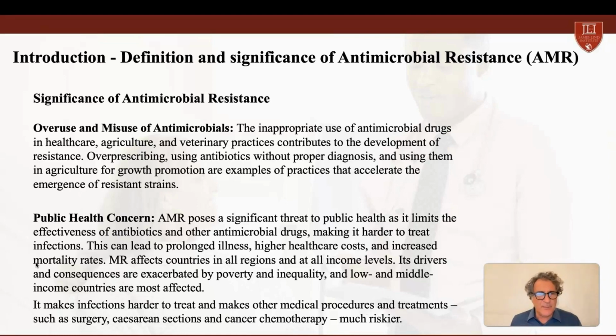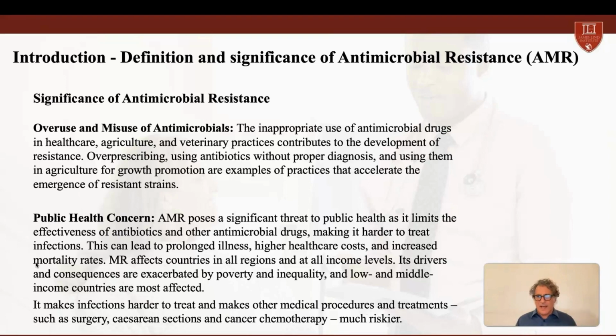So, as you can imagine, there is a concern for public health, as it poses a significant threat, because it limits the effectiveness of antibiotics and antimicrobial drugs. Also, the problem is correlated to the fact that, for example, illness is prolonged. There are higher healthcare costs, because a patient who, instead of staying 3 or 4 days in hospital, has to stay 10 days, of course represents a cost. This also represents a problem correlated to the numbers of the hospital.